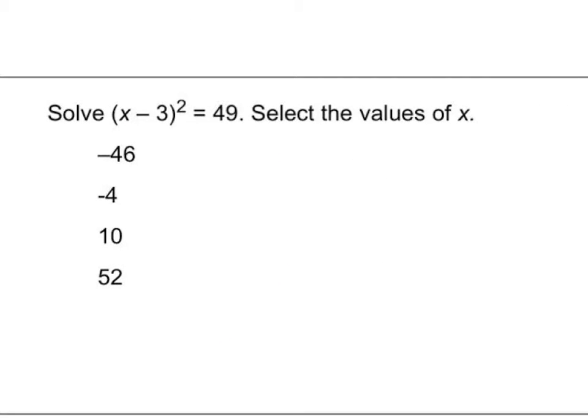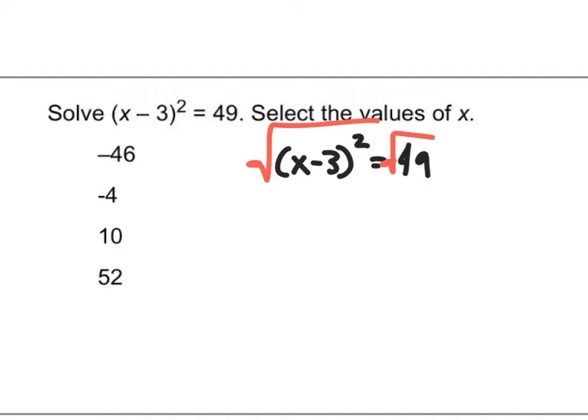All right, same thing over here. Let's write this problem down: x minus 3 quantity squared is equal to 49. This will work out nice and neat. Because I have a quantity squared, I can take the square root and get rid of that square. So I'm going to take the square root of both sides.